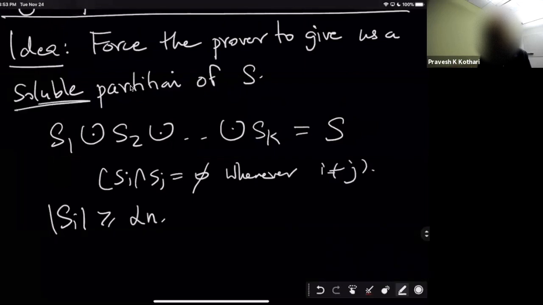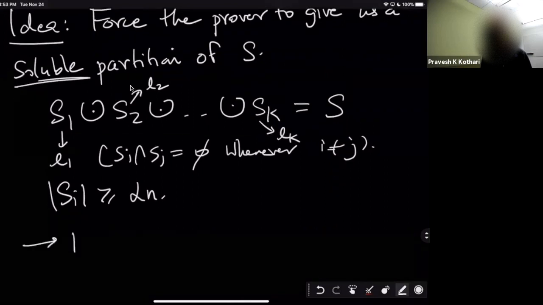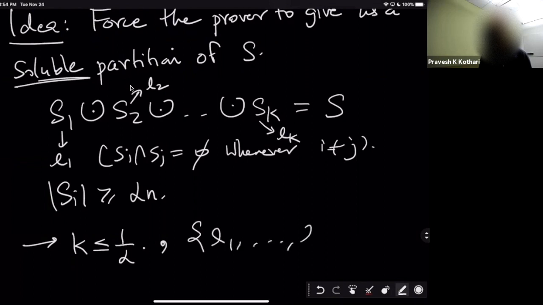The soluble part means that each Si is a subset of equations which are satisfied by some vector. So let's say S1 is satisfied by L1, S2 is satisfied by L2, and Sk is satisfied by Lk. In particular, notice that k is clearly at most 1 over alpha. That's good. We like that. And the list itself is simply L1, L2, up to Lk. Before going ahead, just to make sure that you're all following me, can you tell me why this idea is, well, immediately bogus?